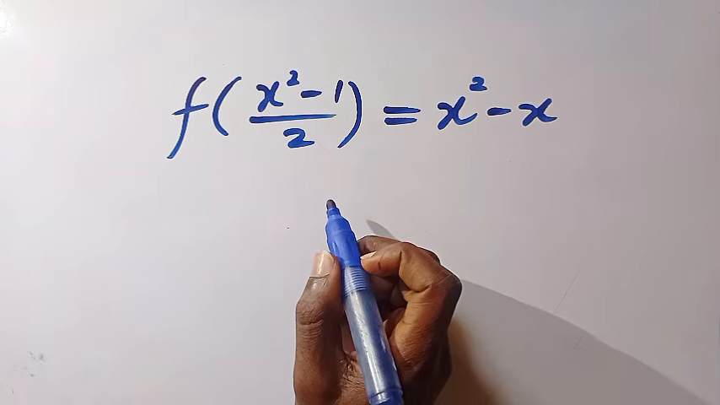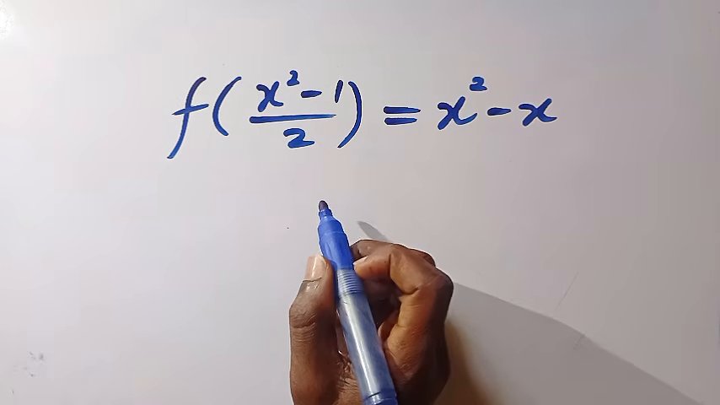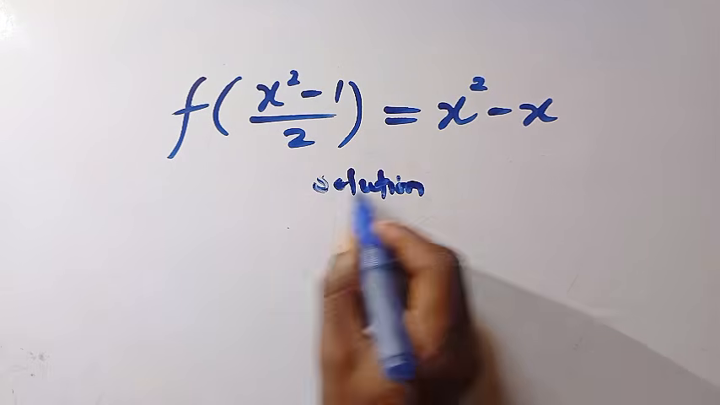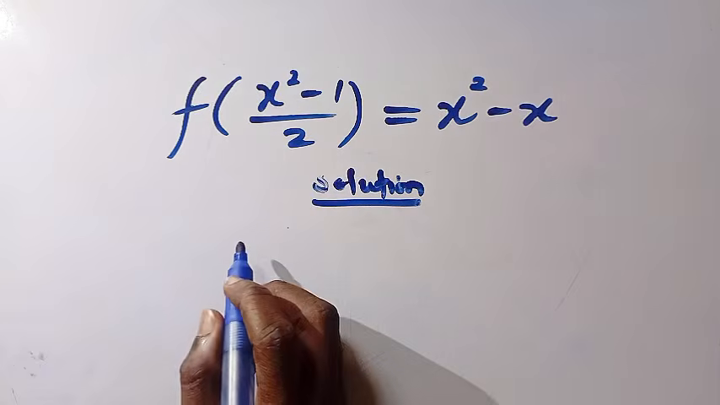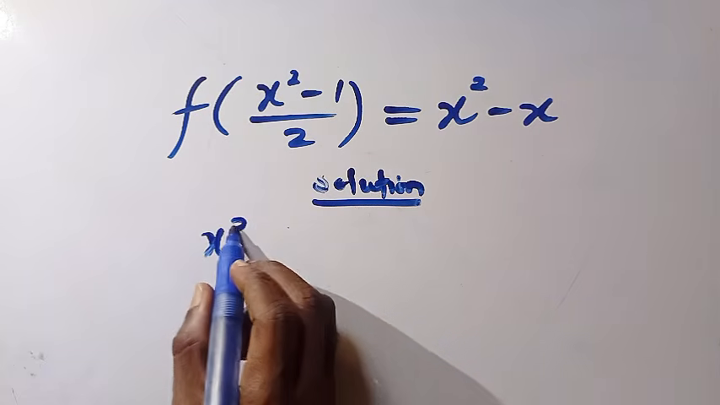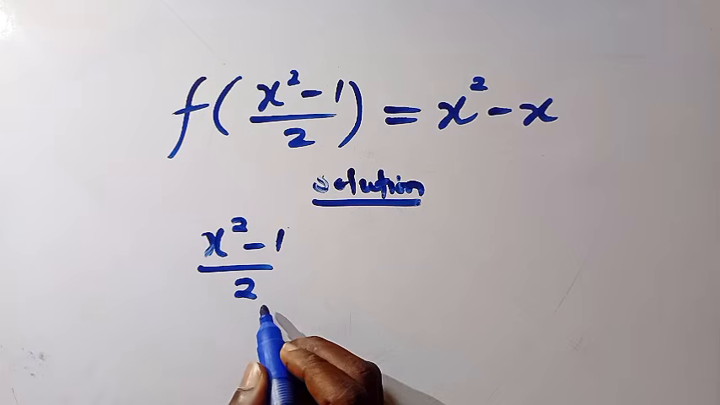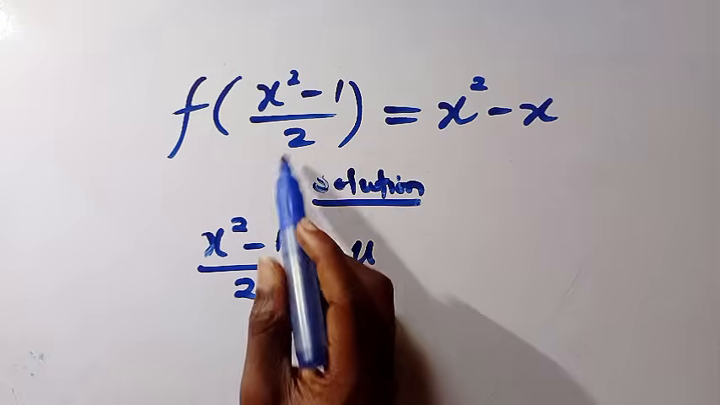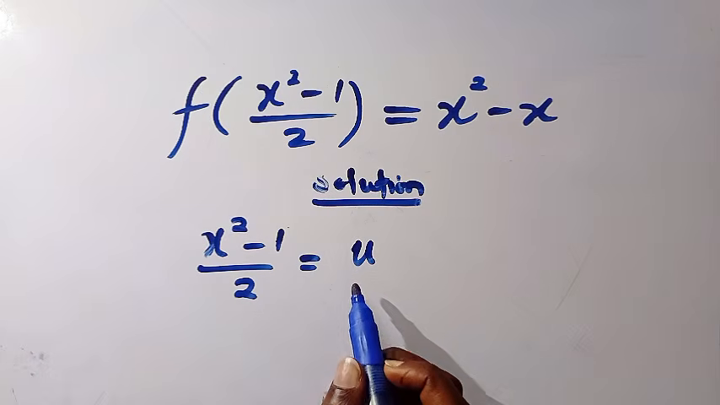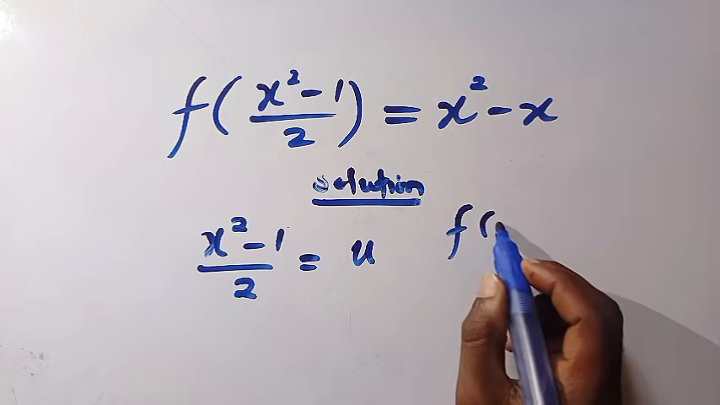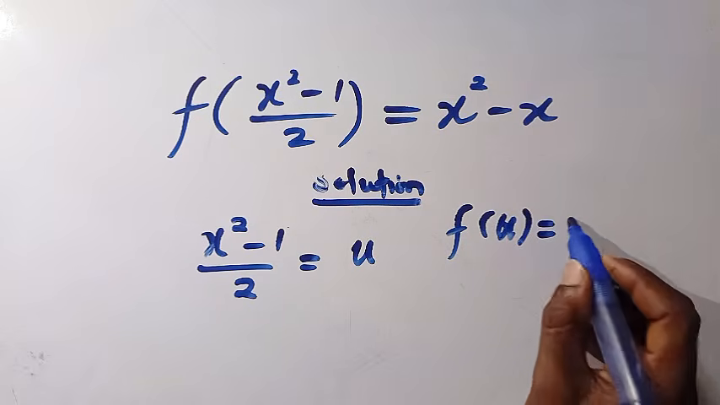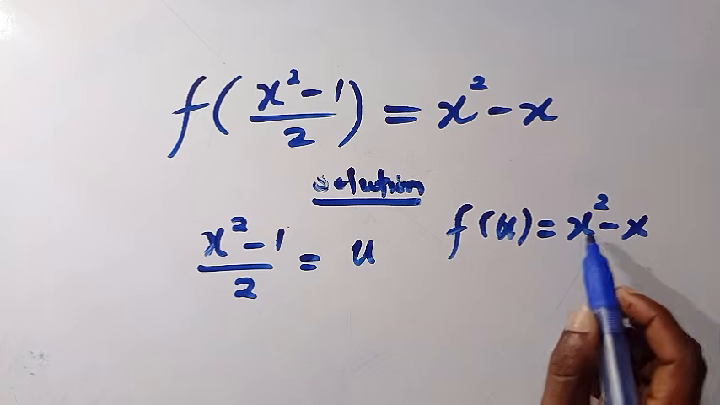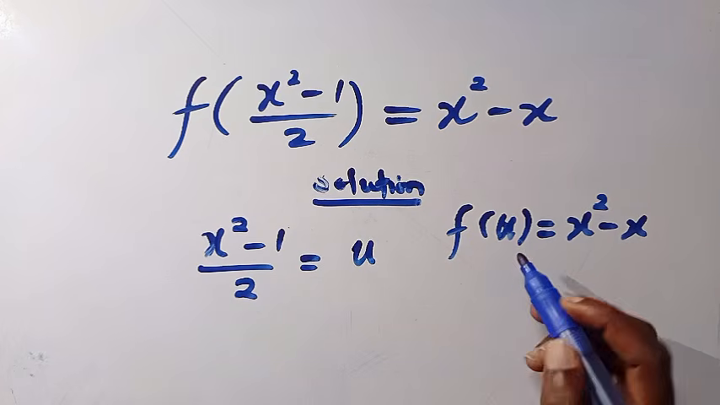You can pause this video and give it a try. So let's solve this step by step. So from this domain, we have (x squared minus 1) divided by 2. Suppose I let this one be equal to u. So I've replaced this with another variable. So the equation becomes f of u equals x squared minus x. But we have to express the whole of this in terms of u. So let's come back here.